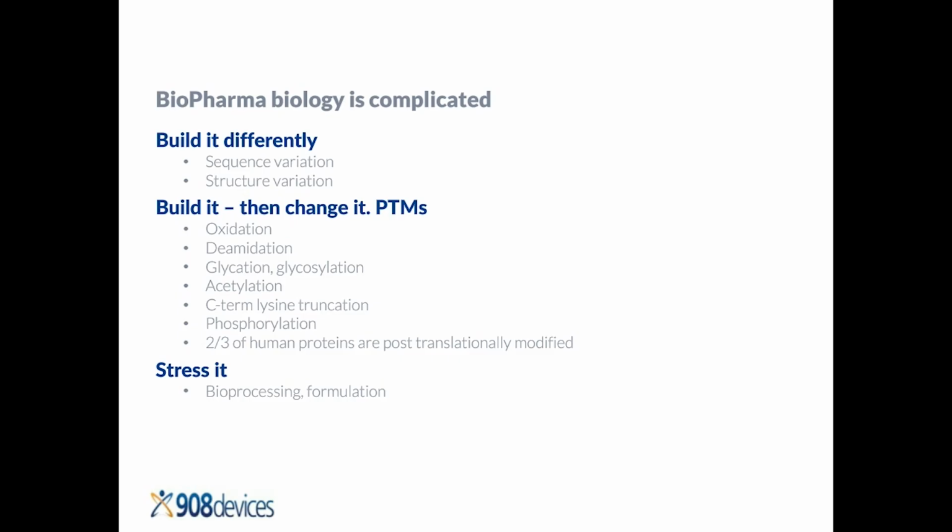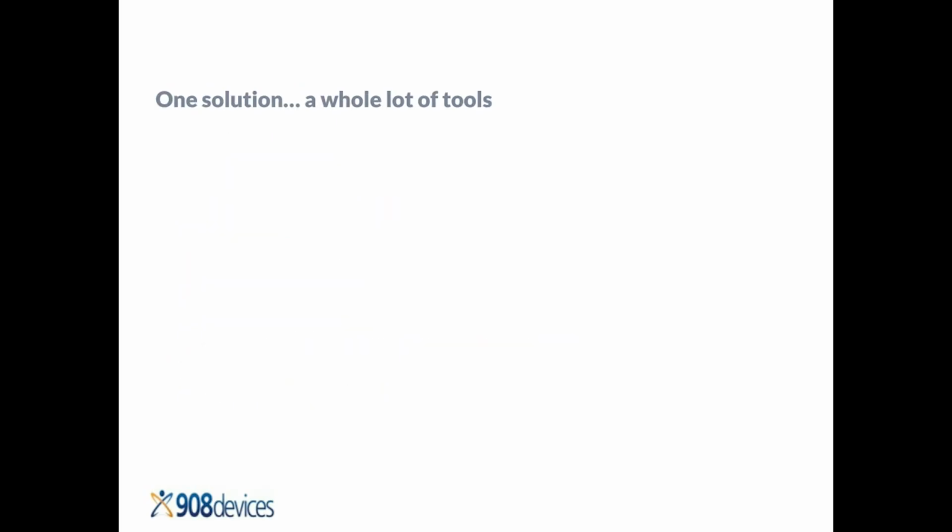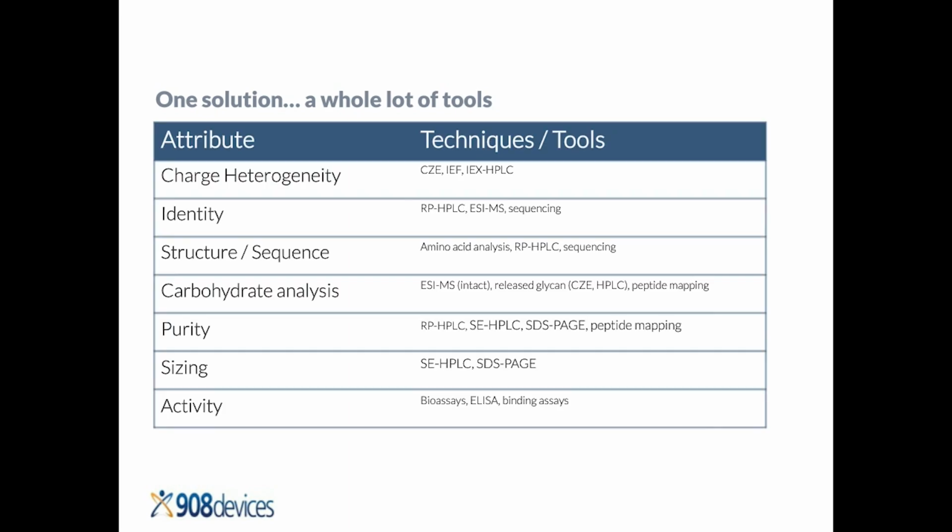So in order to do that, we have a wide number of tools available to us that we use, all of us, on a daily basis in this industry. And depending on the attribute, that can be anything from ion exchange chromatography, or CZE for charge heterogeneity. We do a lot of reverse phase HPLC and HPLC mass spectrometry for anything from identity all the way to glycosylation profiling, carbohydrate analysis, purity, sizing, and last but not least, activity.